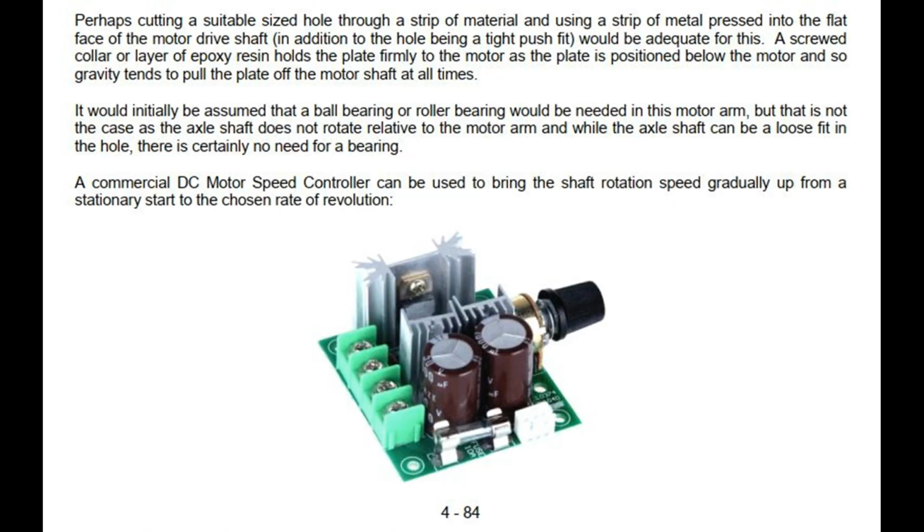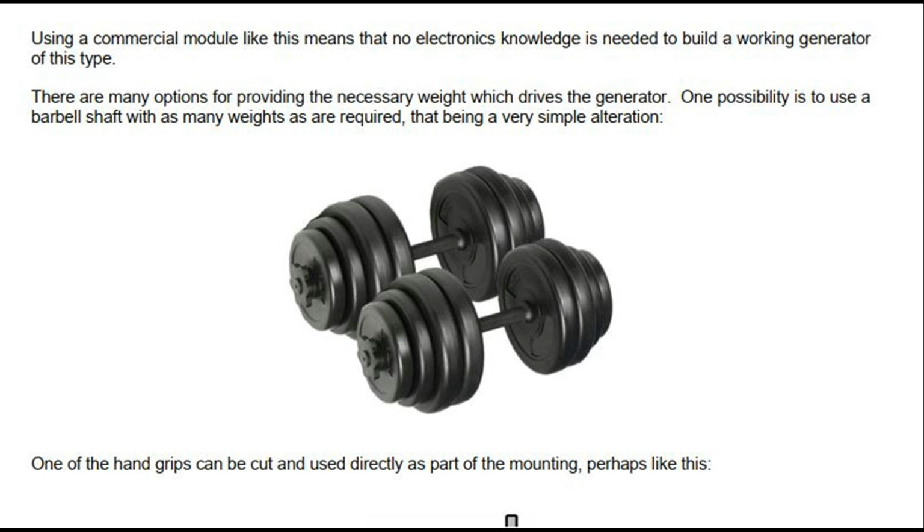A commercial DC motor speed controller can be used to bring the shaft rotation speed gradually up from a stationary start to the chosen rate of revolution. Using a commercial module like this means that no electronics knowledge is needed to build a working generator of this type. There are many options for providing the necessary weight which drives the generator.